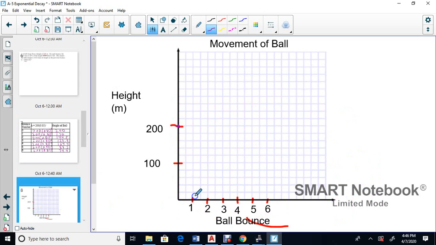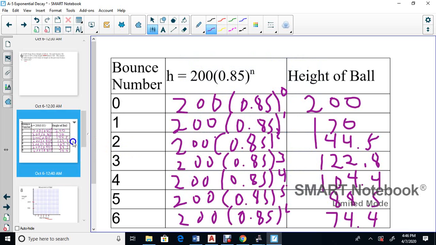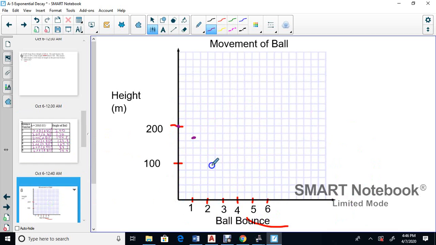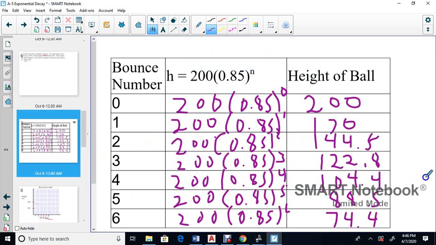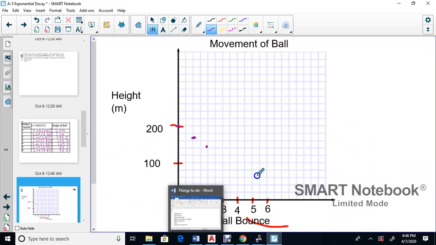So we go by 20s: 100, 120, 140, 160, 170. We're right about here. Okay. Then at 2 we're at 144. So at 200, 120, 144, right about there. Okay. Next one, we're at 122.8. So over here, at 3, we're at 122.8, right about here.